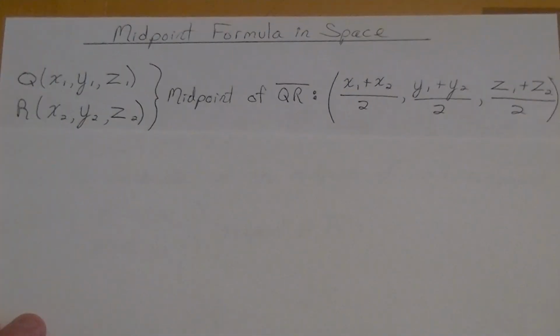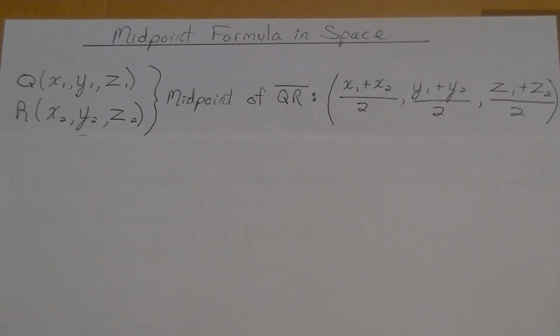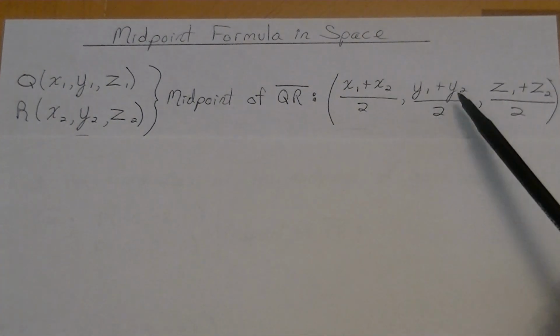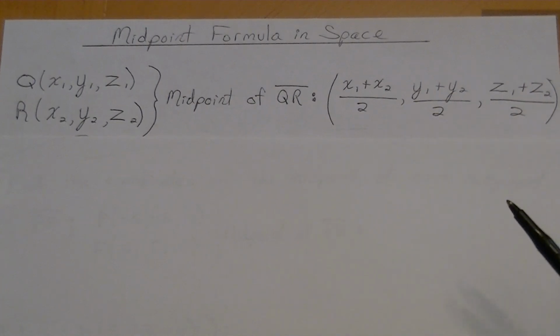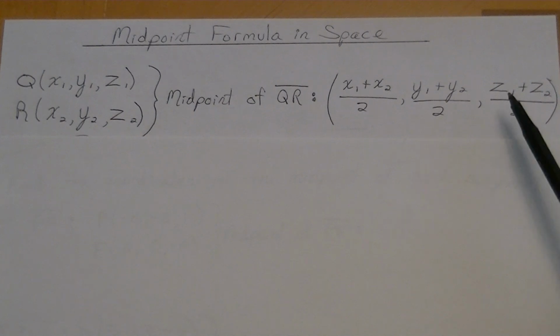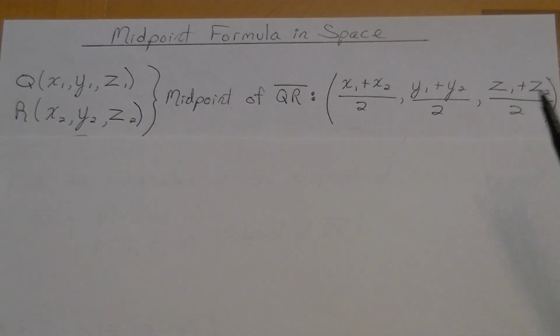We already have a midpoint formula on a coordinate plane where we average the x's and average the y's. So three-dimensionally, we just have to account for the fact that we want to average the z coordinates as well. So that's the midpoint formula in space, a three-dimensional midpoint formula.